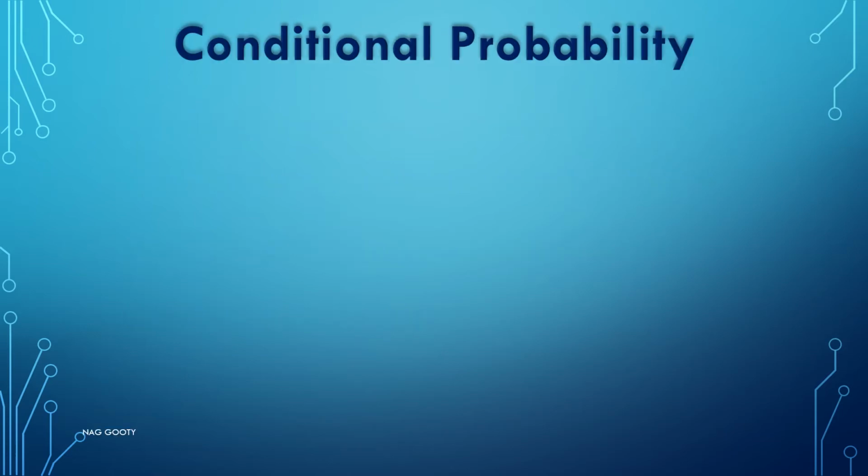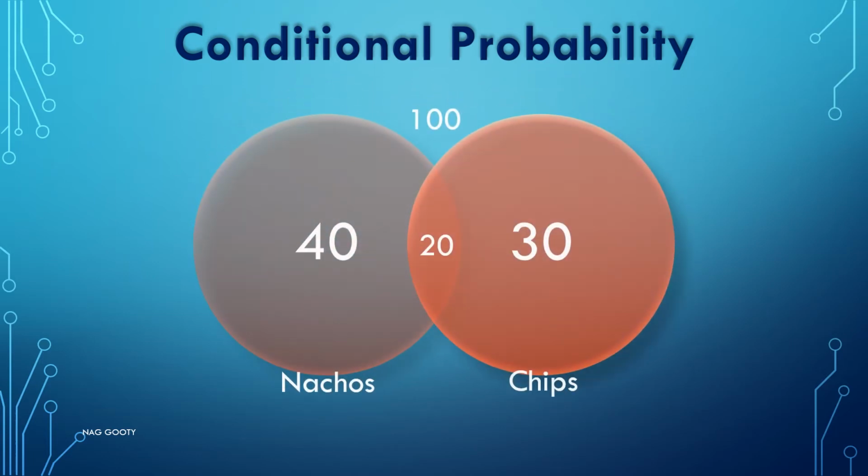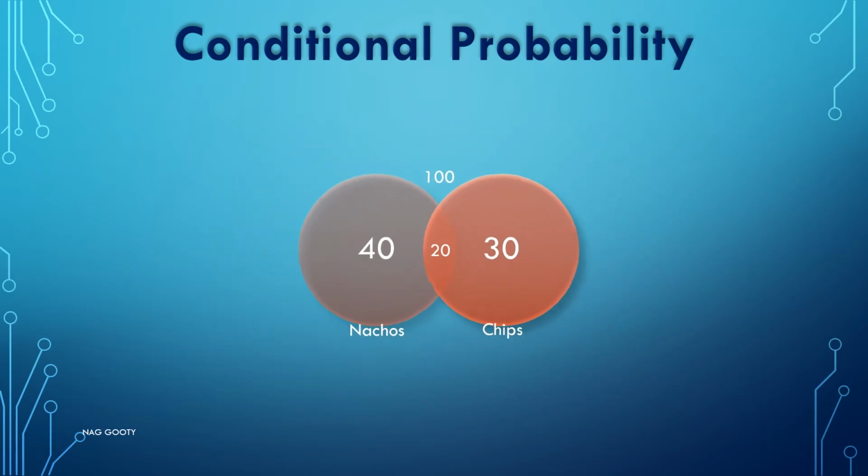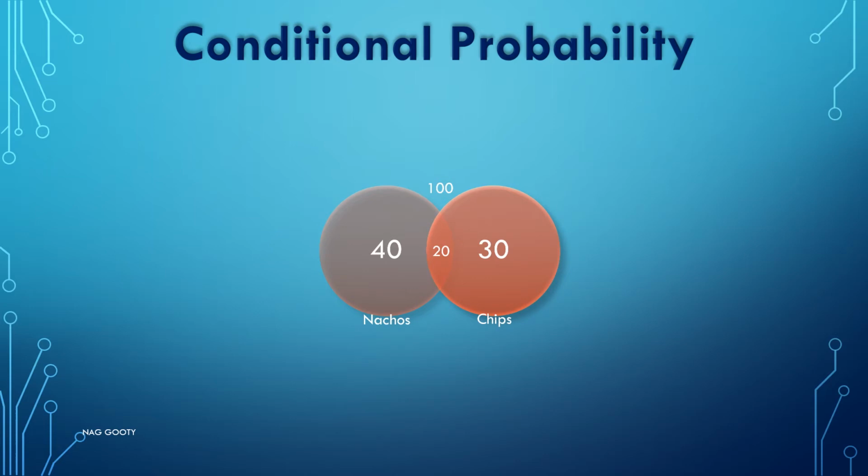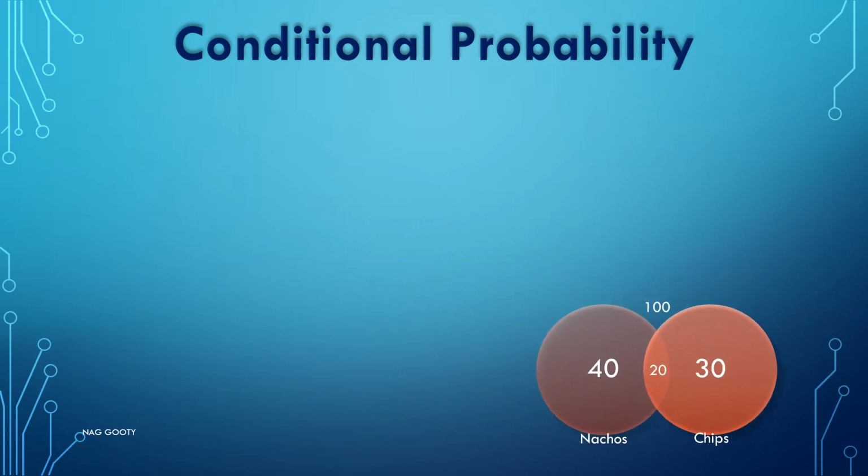Firstly, let's understand conditional probability, which is the basis of Bayes theorem, and in turn understand the concept behind naive Bayes algorithm. In this example, assume that out of 100 students in a school, 40 students like nachos, 30 like chips, 20 like both, and rest of the students like neither. If a student is chosen at random who has bought nachos, what is the probability that he has also bought chips? To solve this problem of conditional probability, consider event A is students buying nachos and event B is students buying chips. Then probability of event A represented by P of A is 0.4.